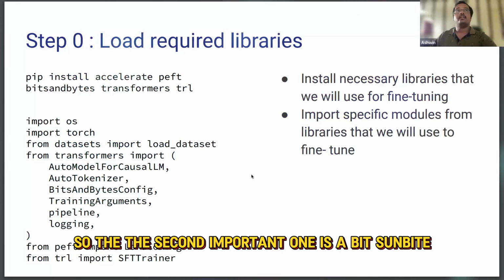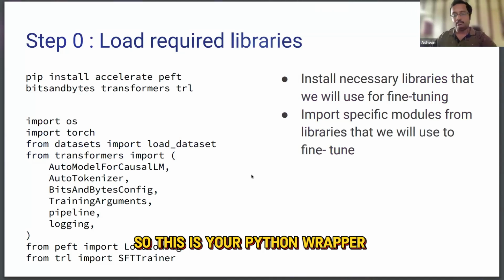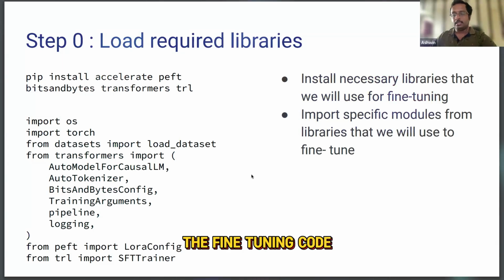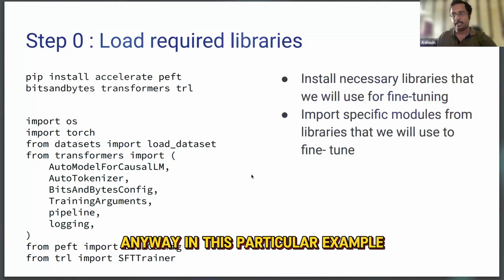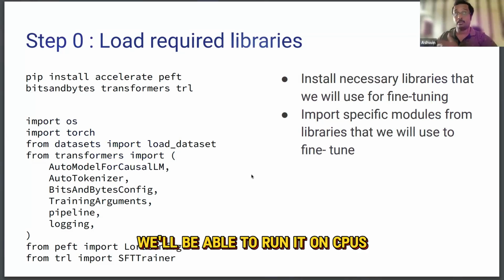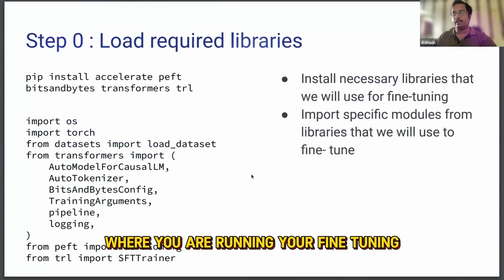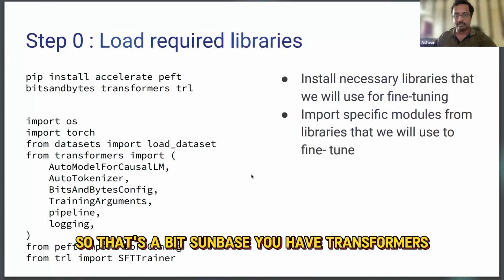So the second important one is bits and bytes. This is your Python wrapper around the CUDA custom functions. This is typically used to run your fine-tuning code on your GPU hardware. Anyway, in this particular example, we'll be able to run it on CPUs, but this is a library which abstracts where you are running your fine-tuning. So that's bits and bytes.